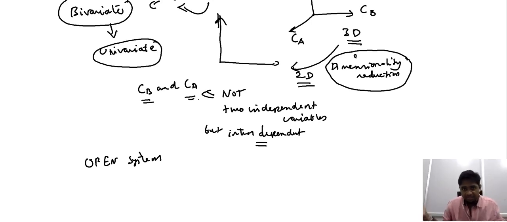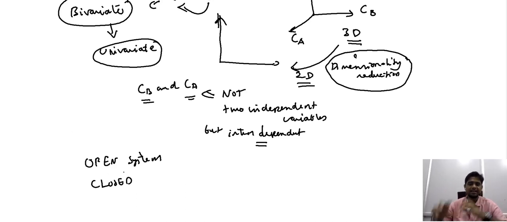It means the base metal can flow in and out, and so can the alloying element. So in such a case, it becomes rather difficult, close to impossible, unless we know the flow, to describe or to show that these two concentrations are interdependent.